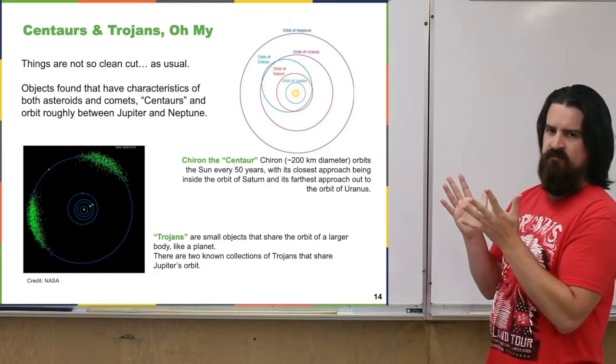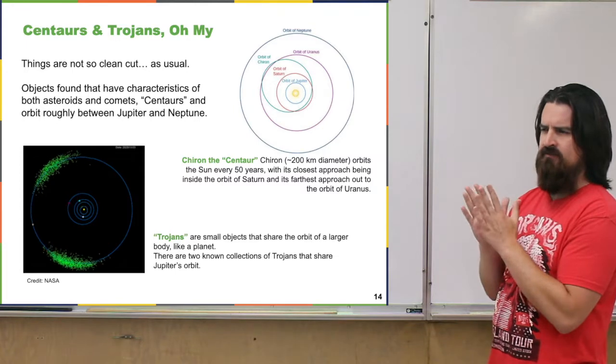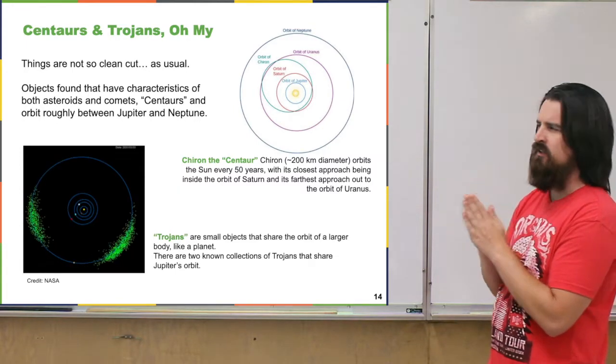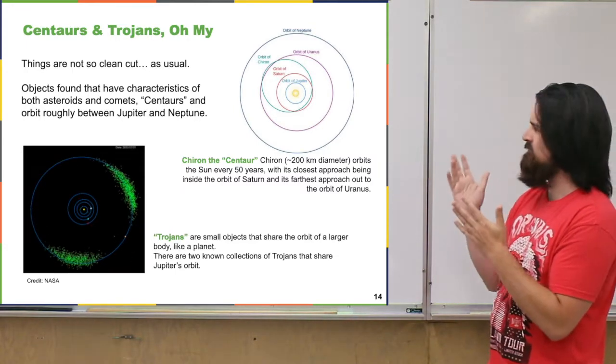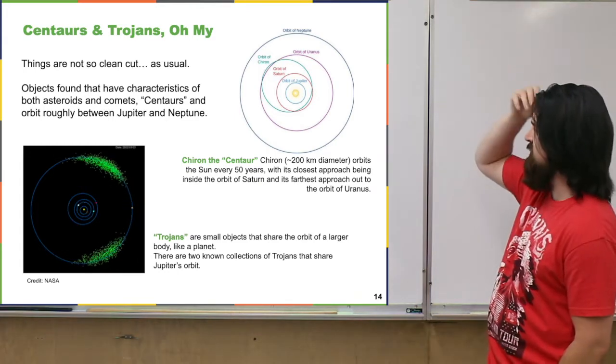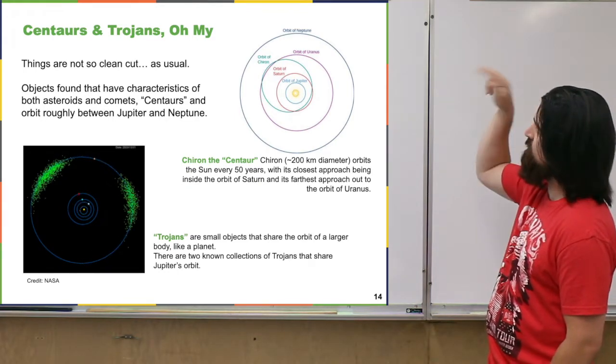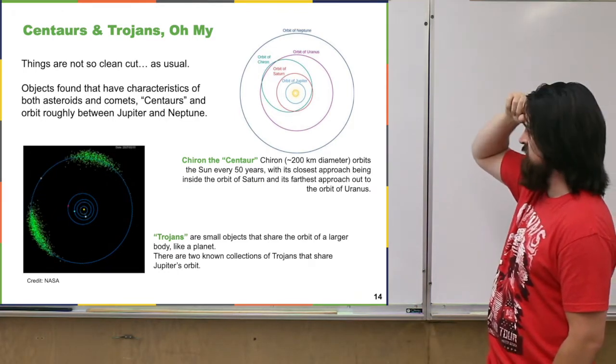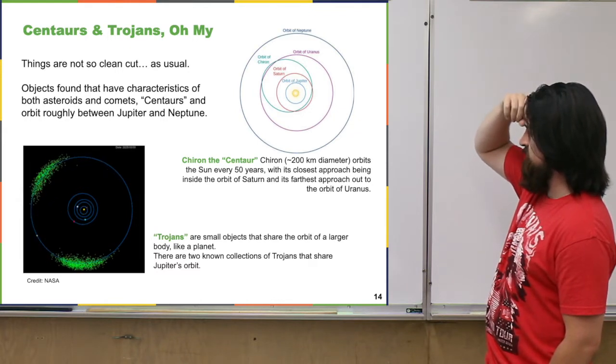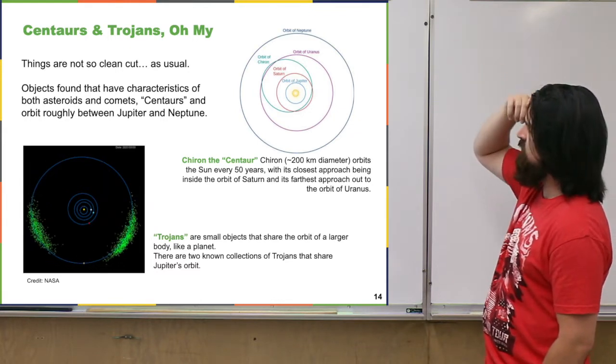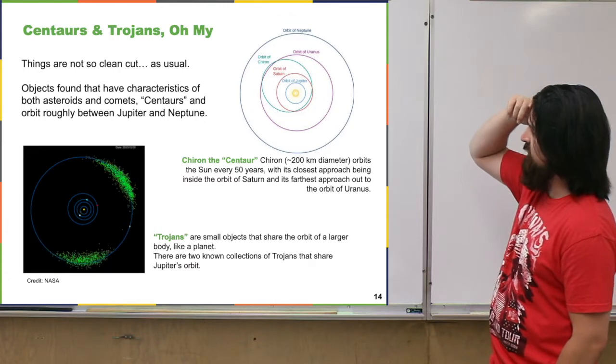We've termed them centaurs, half man, half horse. Like half asteroid, half comet, something like that. The diagram here is just showing the orbits of some of the planets, and then also one of these centaurs, Chiron, kind of an odd orbit, at least compared to the planets.